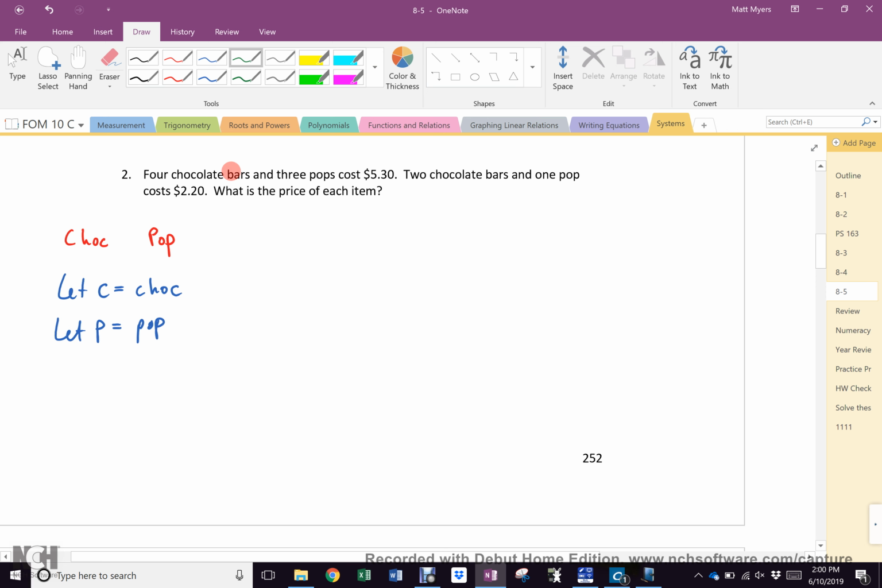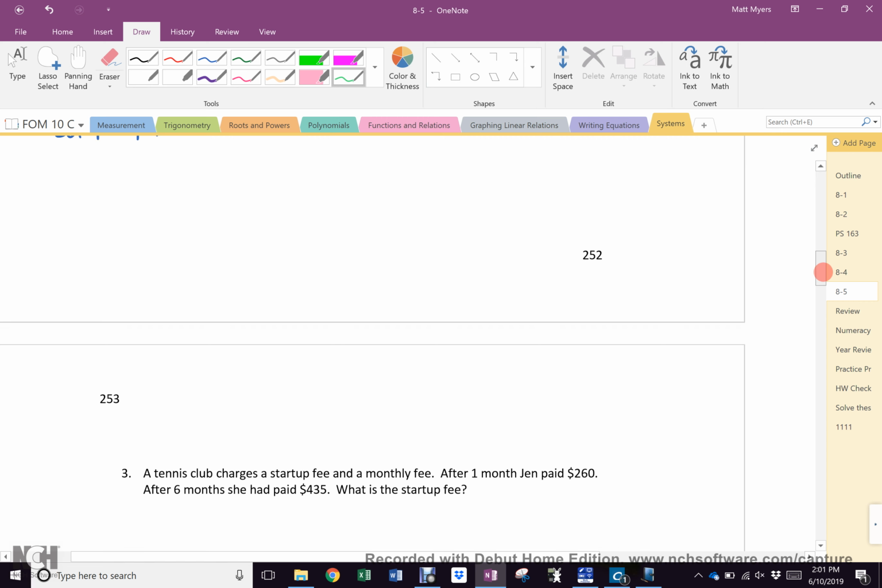Now, read the first sentence. 4 chocolate bars. 4C. And plus 3P equals 5.3. I'll change the shade. 2 chocolate bars. 2C. And 1 pop. P equals 2.2. Is that a system? Could we solve it? Damn right we could. Turn the page over.